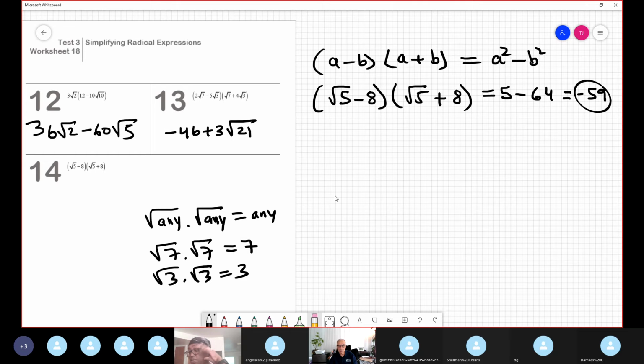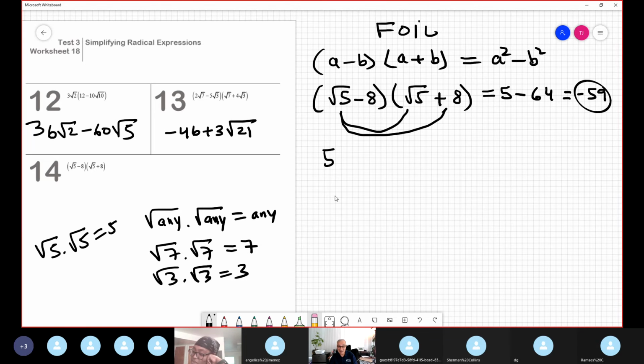can feel much better using FOIL. Okay, it's radical 5 times radical 5 is 5. Excuse me, Professor, radical 5 times radical 5 is 5? Yeah, radical 5 times radical 5 is 5. Now, radical 5 times 8 is plus 8 radical 5. And negative 8 times radical 5. Okay, thank you. And finally, is minus 64, is the last.